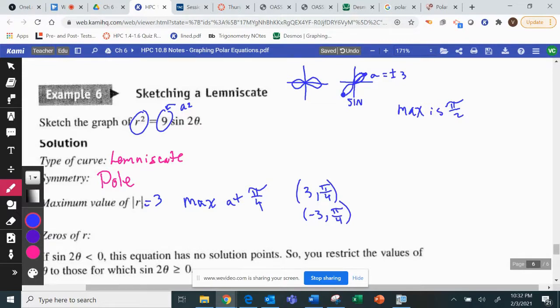Another thing to consider would be, let's see, because there's a square, let me put the square root in. If I solve this for r, we're going to get plus or minus 3 square root of sine 2 theta. And because we have a square root when it's solved for r, sine 2 theta has to be greater than or equal to 0. So if sine 2 theta is less than 0, there's no solution.